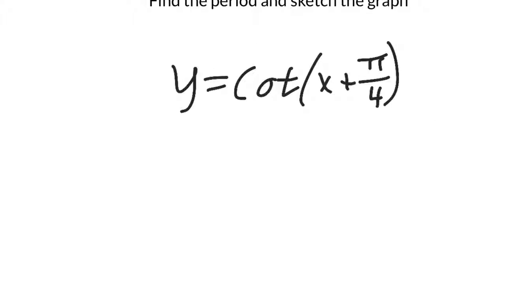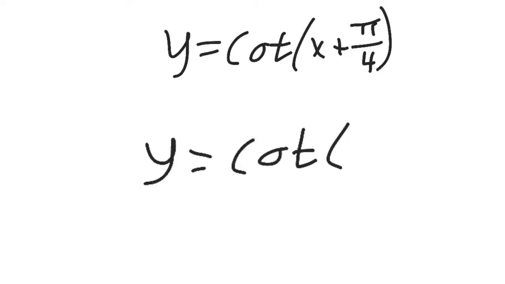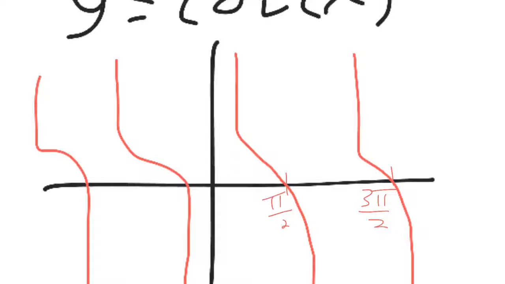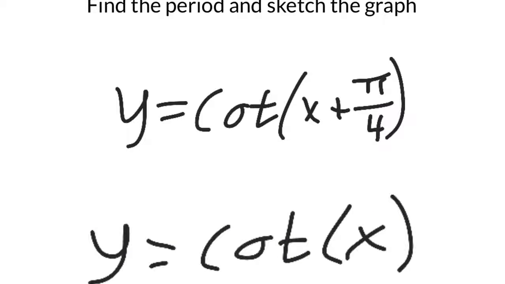So for the graph of cotangent, let's look at what cotangent looks like before we added a pi over 4 to it. Cotangent of x looks like this. So the graph of cotangent crosses at pi over 2, at 3 pi over 2, etc. We want to keep that in mind because let's first talk about the period of a function.